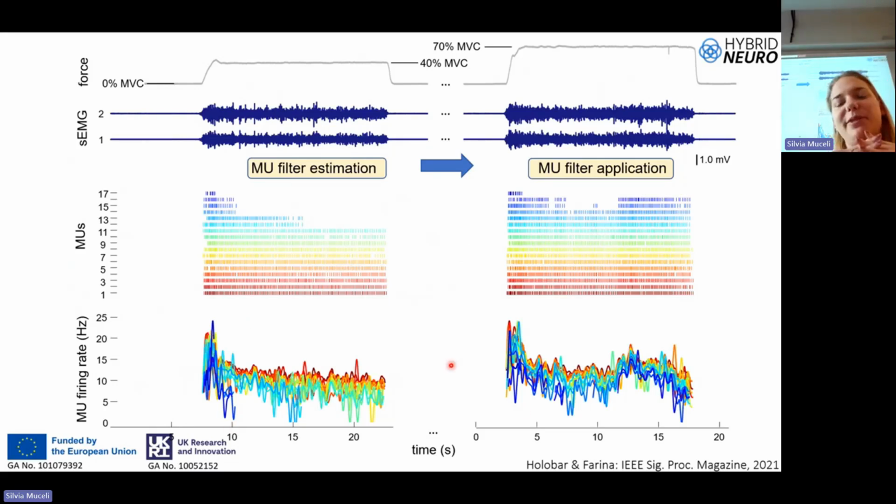Here, I would like you to keep in mind that tracking is just tracking. You are not able to find any new motor units when you reapply a motor unit filter. You're just able to find a pulse train from the same motor unit that was already identified in the previous case.